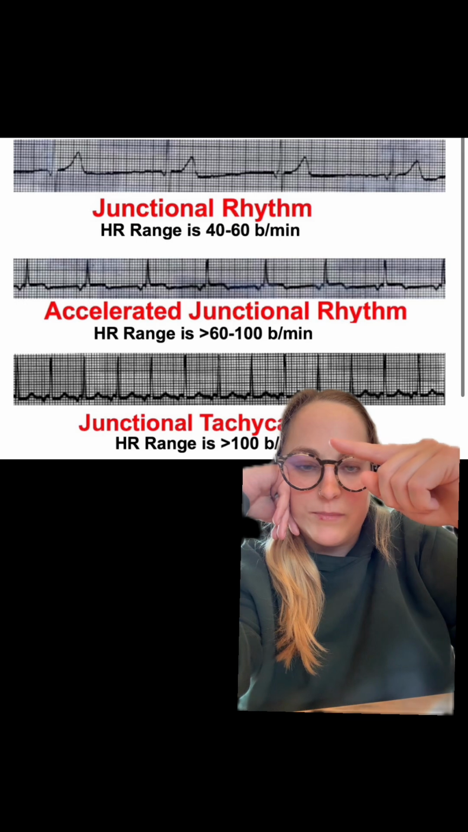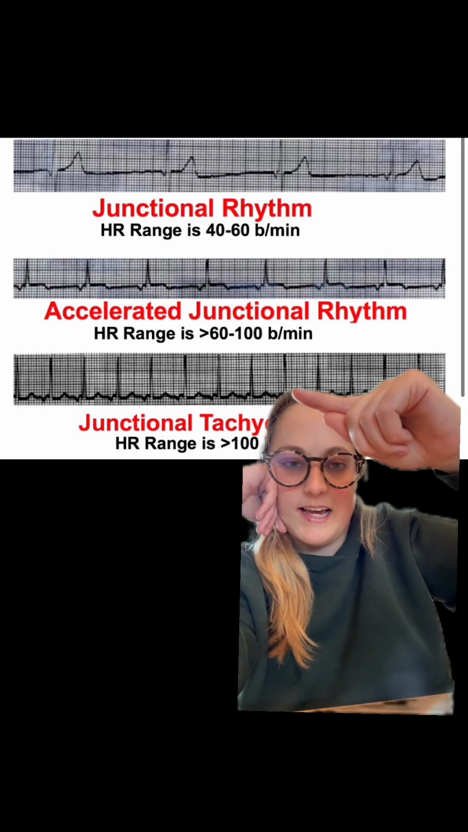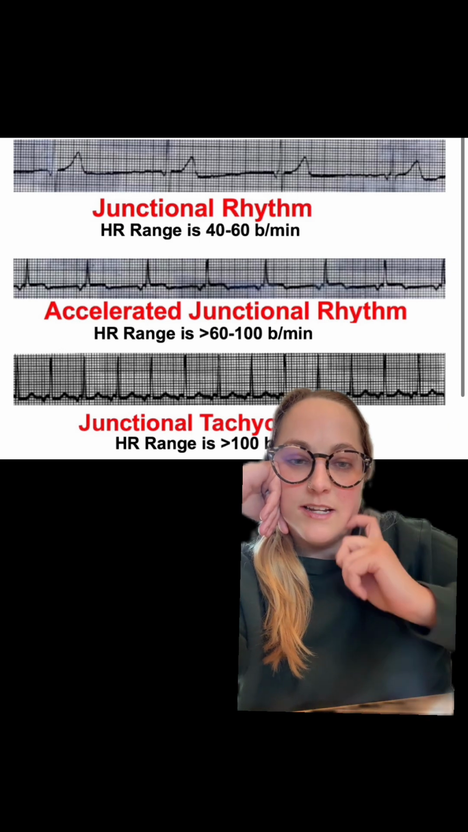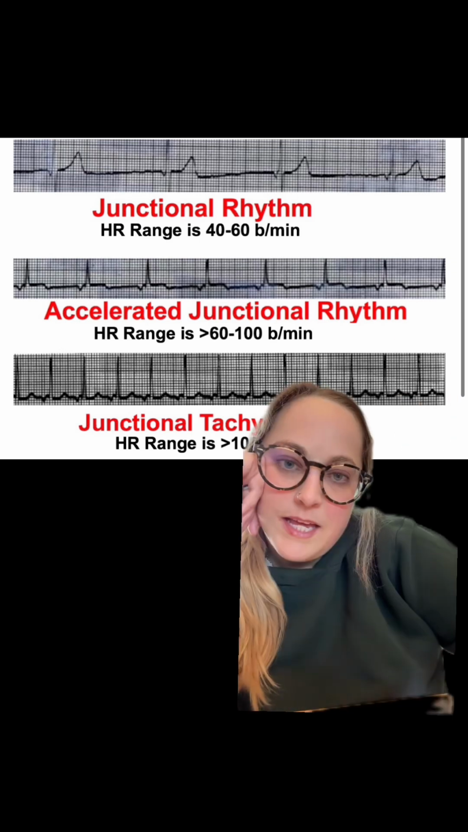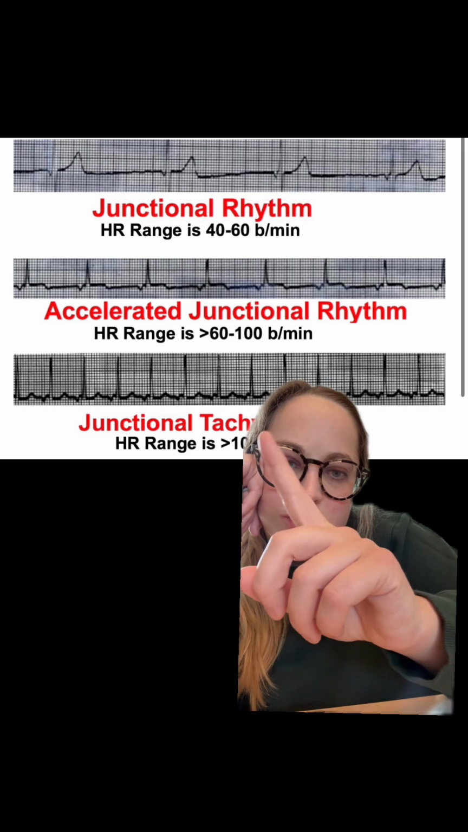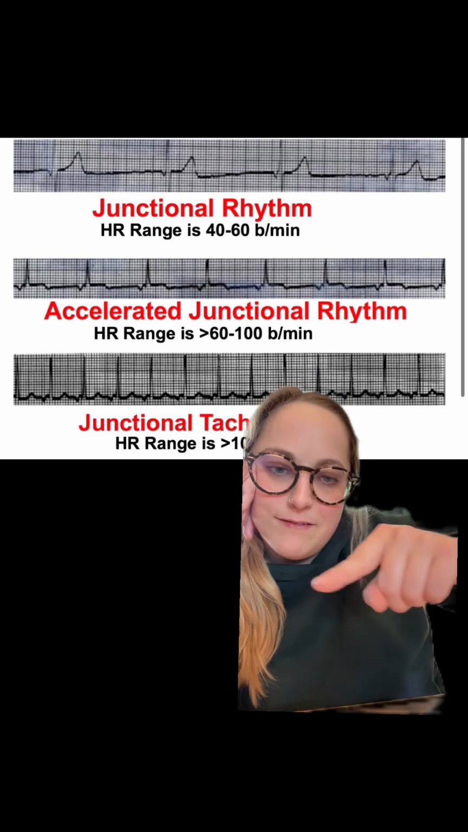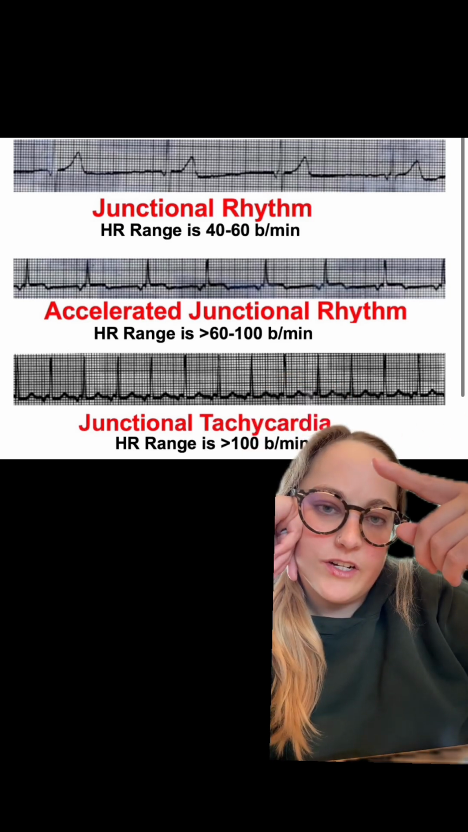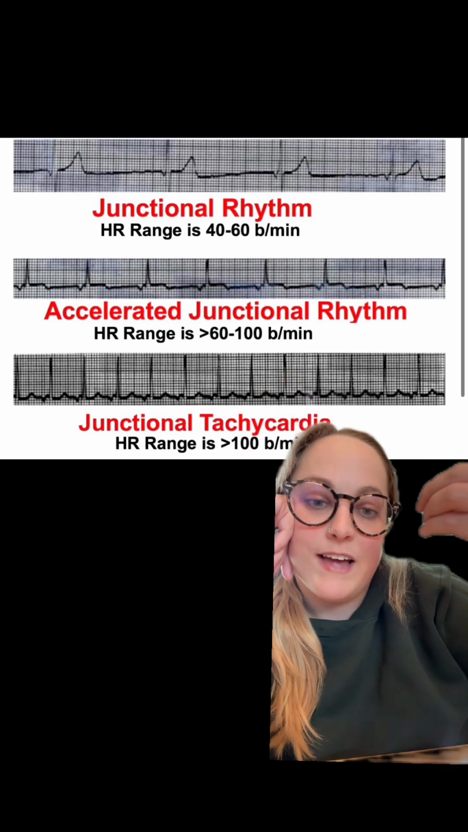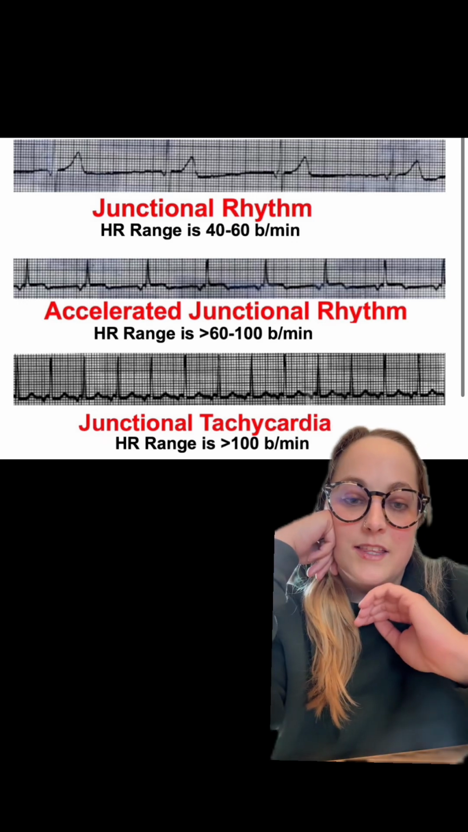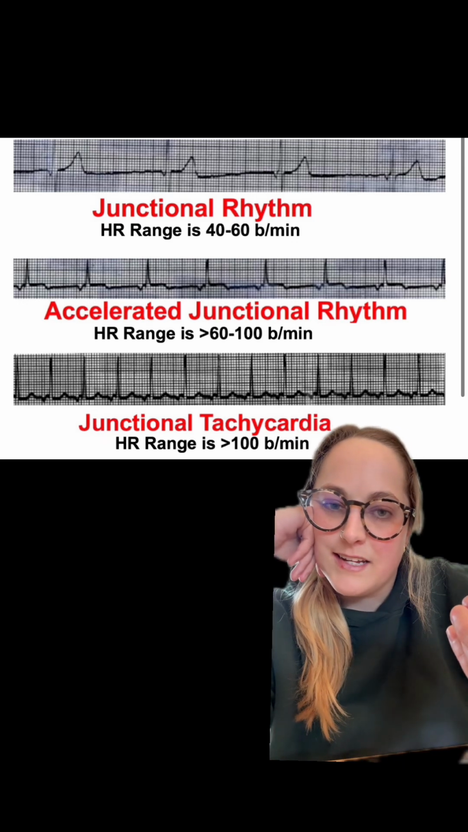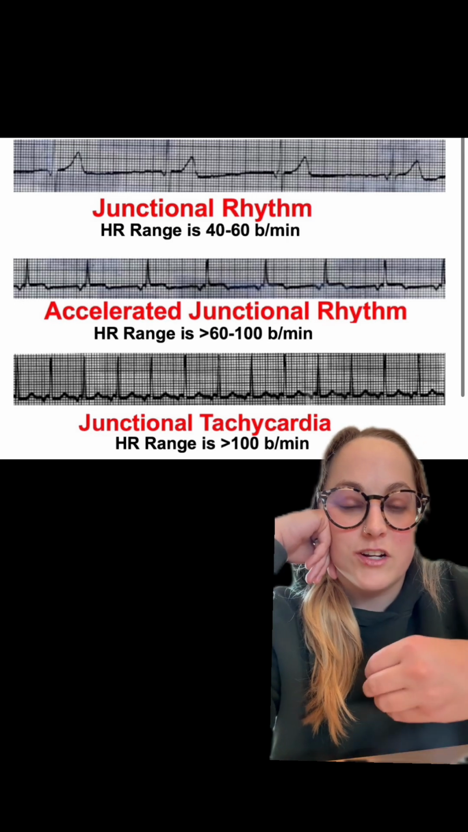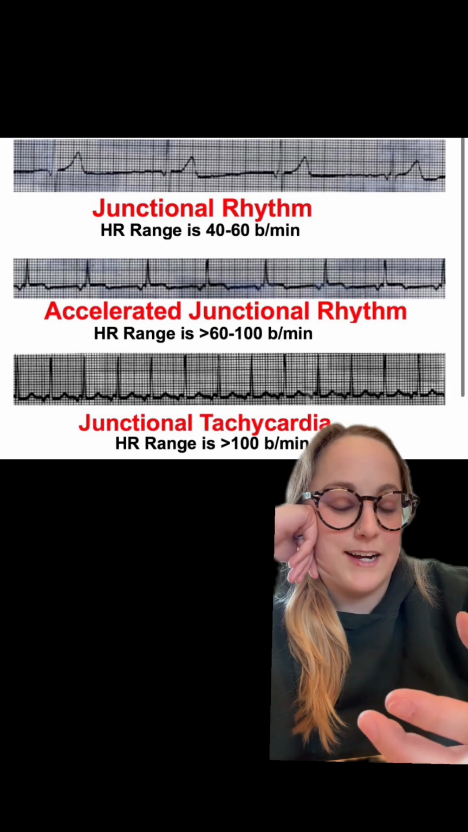If your AV node is the part that's firing, it has to go back up to the SA node in the right atrium and then over to the left atrium. So it's essentially conducting backwards from normal. Because of this, you'll notice in a junctional rhythm, you have an inverted P wave or no P wave at all. The names of different junctional rhythms are essentially based on how fast they are going. The AV node backup rate is about 40 to 60, so that's just junctional. Accelerated junctional is 60 to 100, and junctional tachycardia is a rate over 100.